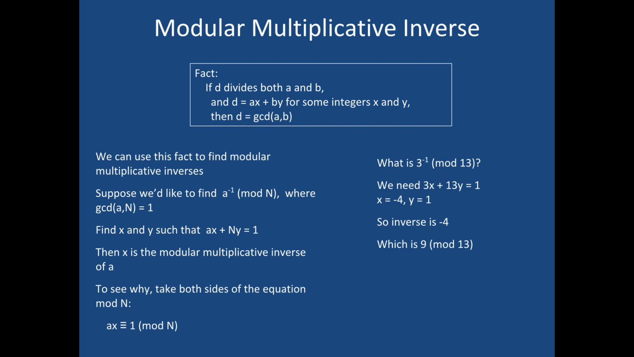So the bottom line is, to find a modular multiplicative inverse, we first make sure the GCD is 1, so that the inverse exists. Then we set up this equation: 3x, where 3 is the thing we're inverting, plus 13y, where 13 is the modulus, equals 1. Solve for x and y. x is the inverse.